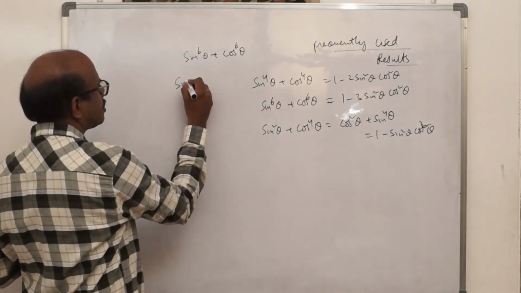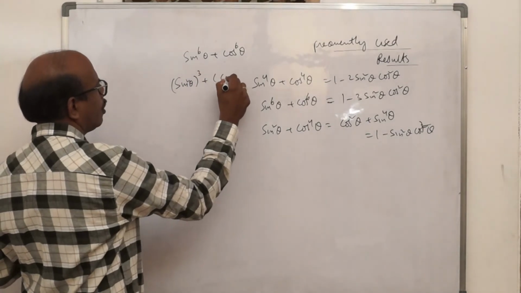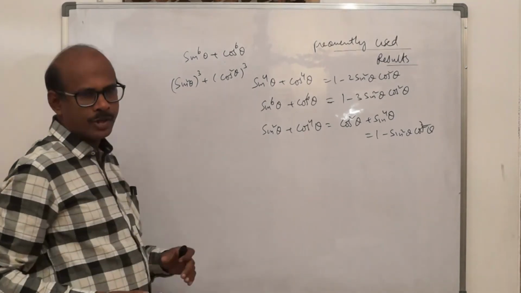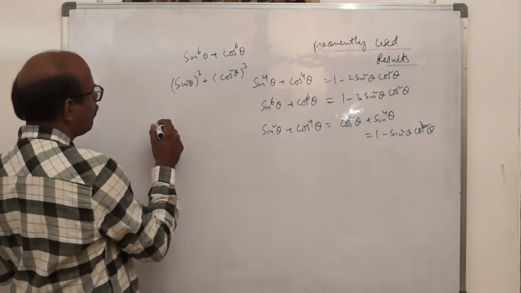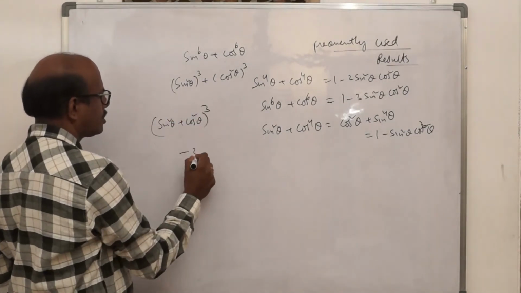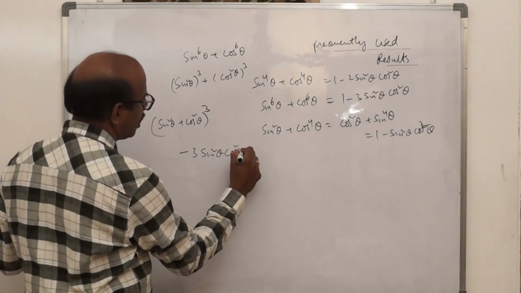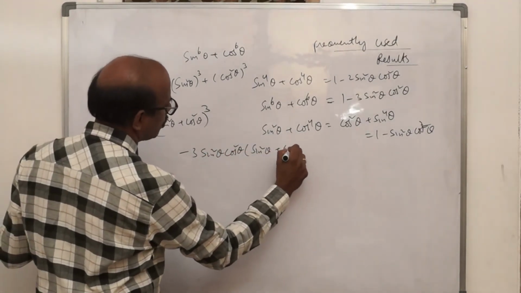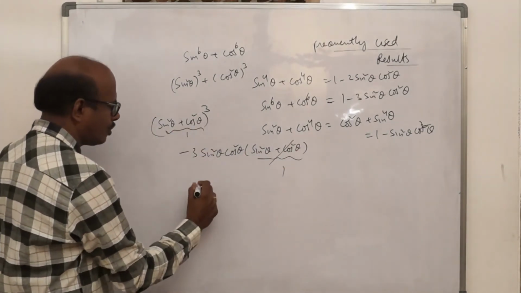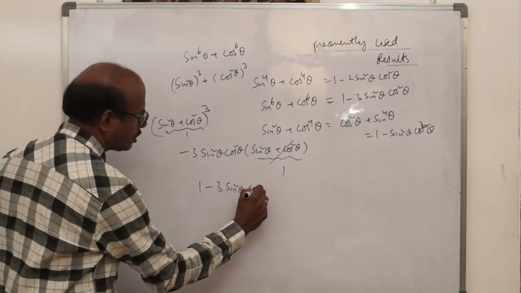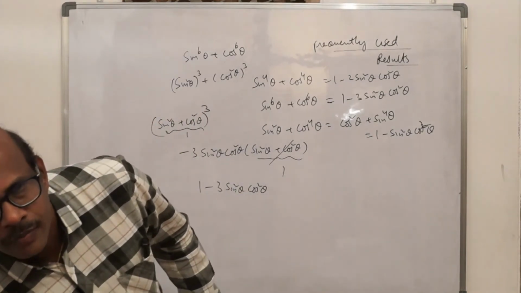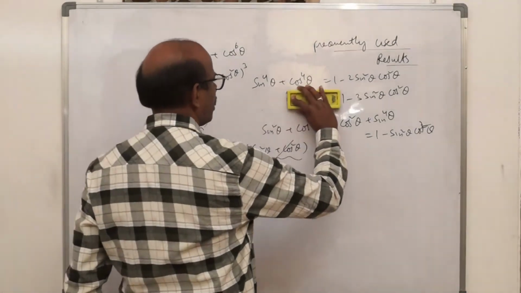It will be like this: sin square theta whole cube plus cos square theta whole cube. Now it is in the form a cube plus b cube. A cube plus b cube is a plus b whole cube minus 3ab into a plus b. It is the algebraic formula. The trigonometric identity is 1, and 1 cube is 1, so it will be 1 minus 3 sin square cos square. So this is the frequently used result in trigonometric ratios. I think it is clear.